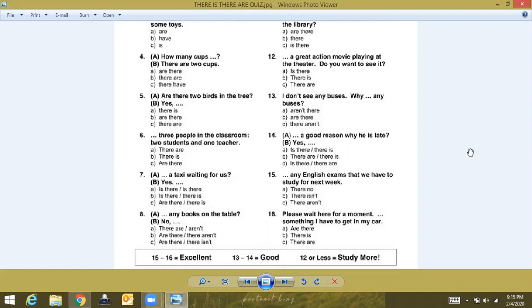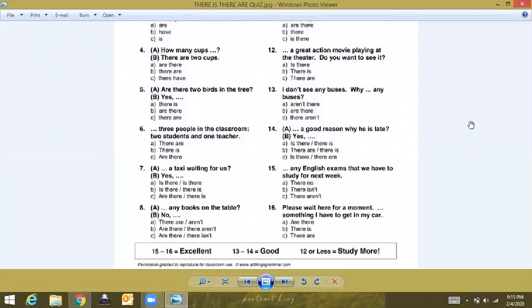La 15, vamos a ver. Anybody. Anybody? La digo yo entonces. Okay, Francisco, thank you. A ver, ¿quién hace la 15? Come on, let's go. Solo uno, solo uno. There aren't any English exams that we have to study for next week. Very good. Thank you.